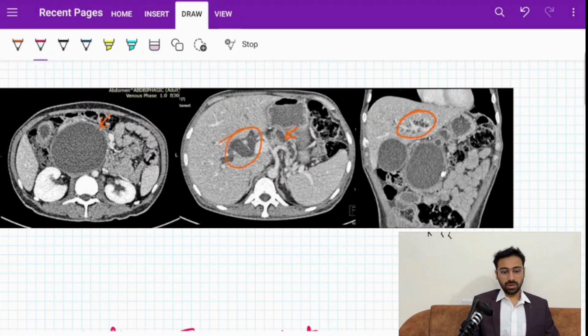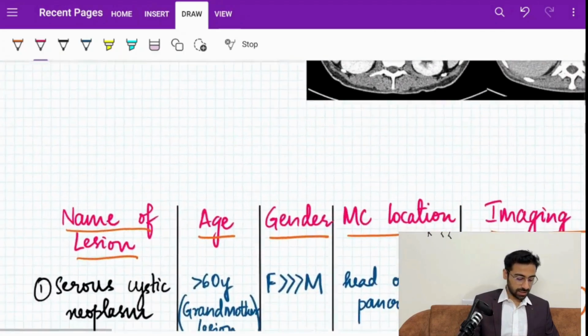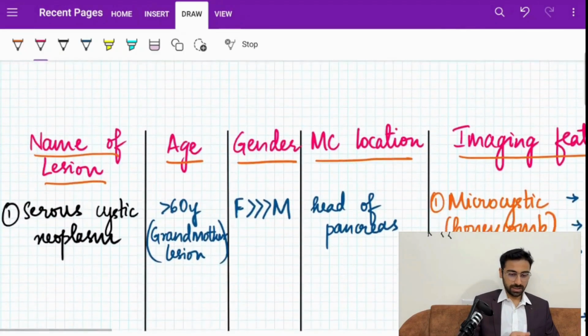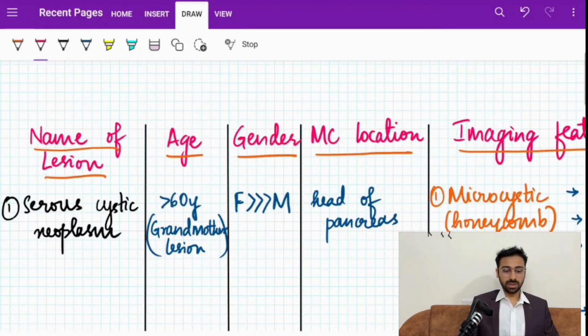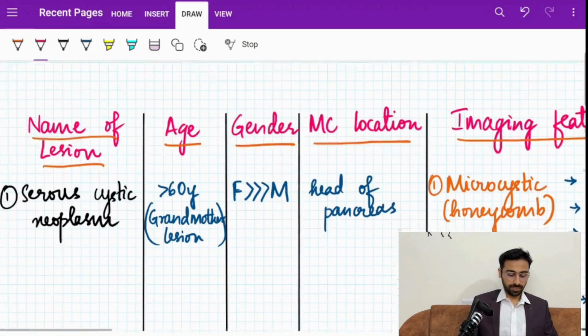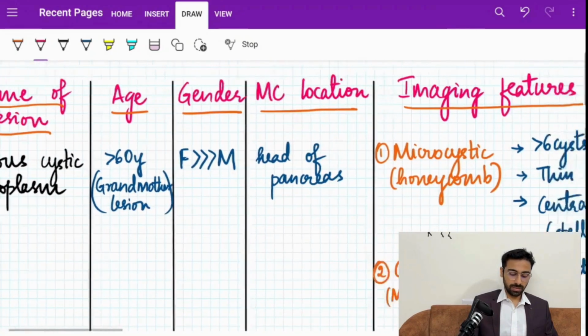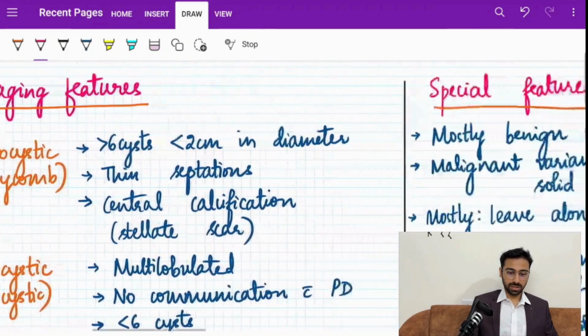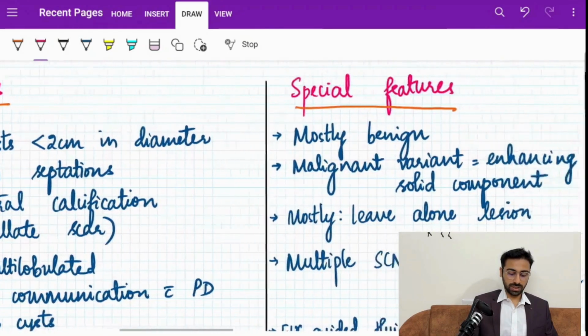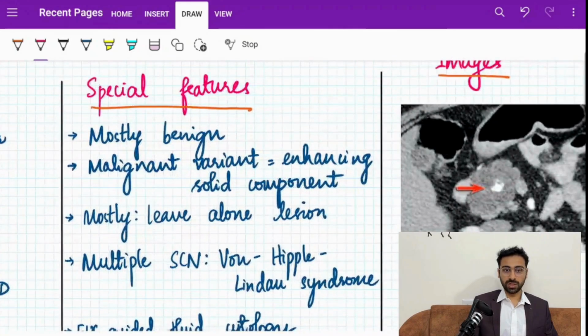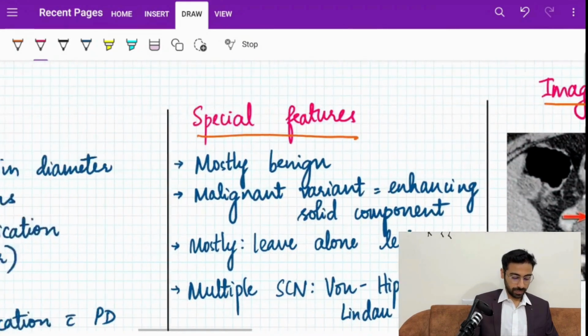Okay. Now, let's dive into the cystic neoplasms of pancreas. Now, we shall be studying them under various headings, that is the name of the lesion, the age of presentation, the most common gender affected, the most common location, imaging features, special features, and finally, we shall see some images in order to fortify our knowledge.